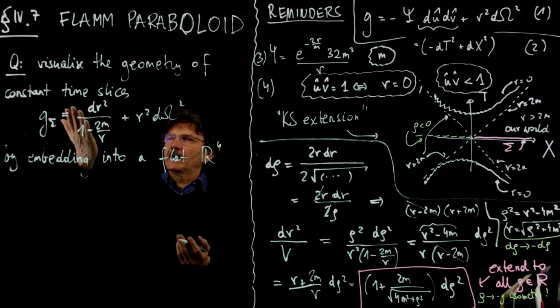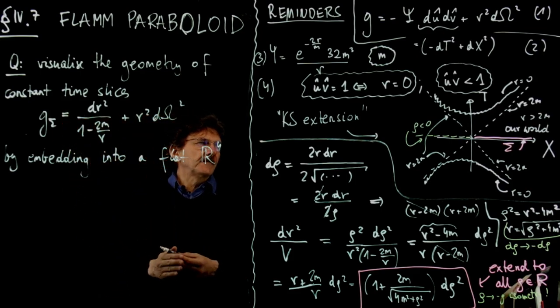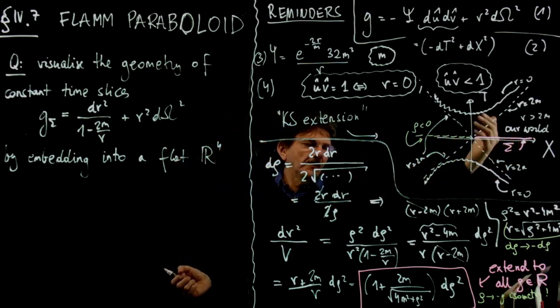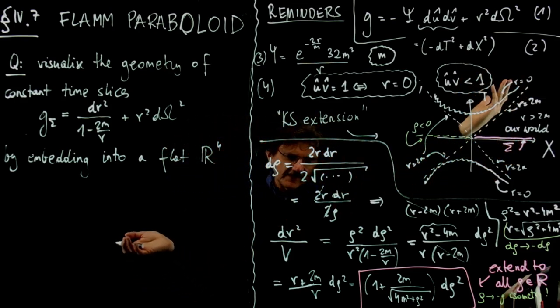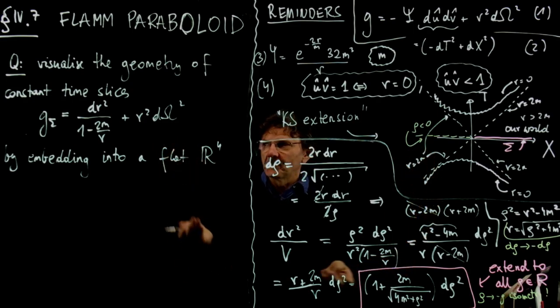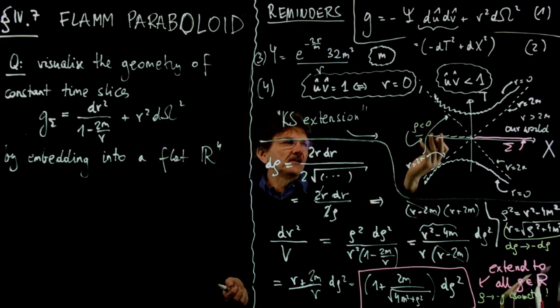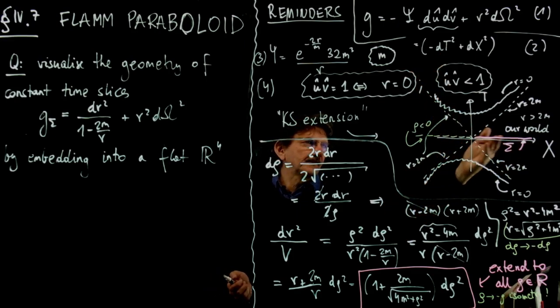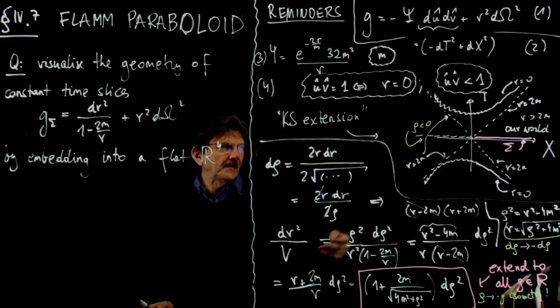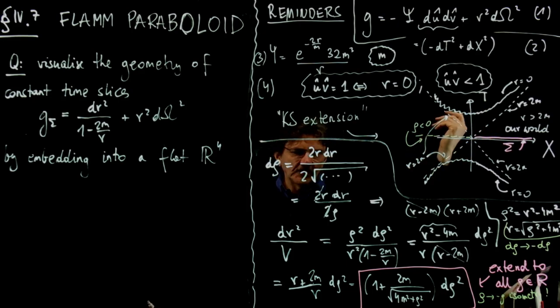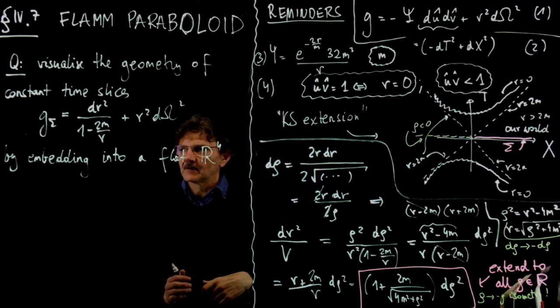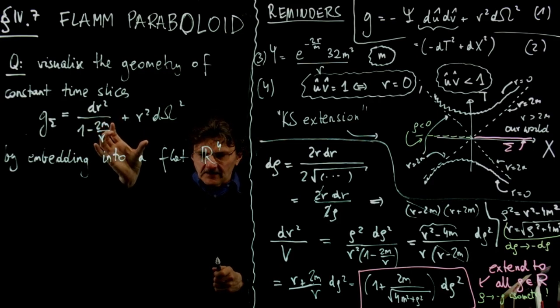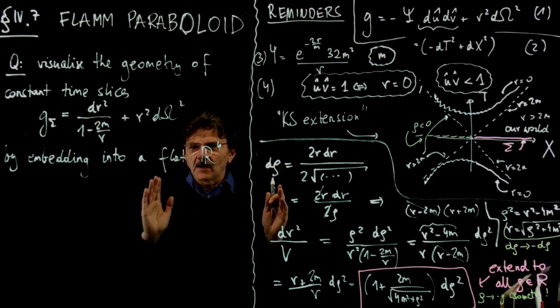So, of course, you can embed these constant time slices as t equals zero in the Schwarzschild manifold, right? That's how we actually found them. And the embedding is just saying, well, take t equals zero or capital T equals zero, and that's your embedding. But this geometry, well, is fairly complicated. It's hard to visualize it. Now, here, we're going to embed it into flat R4, right?